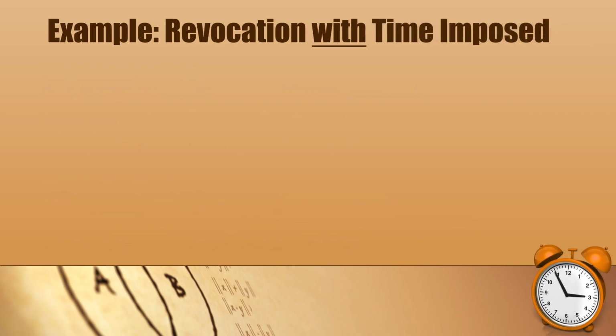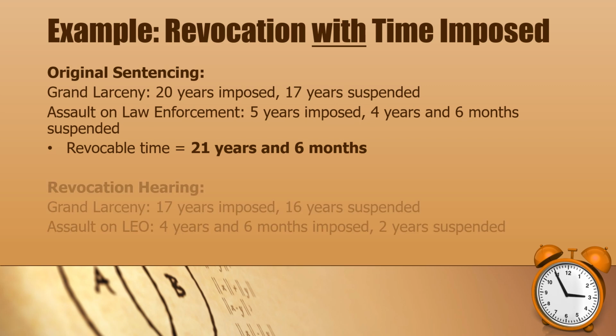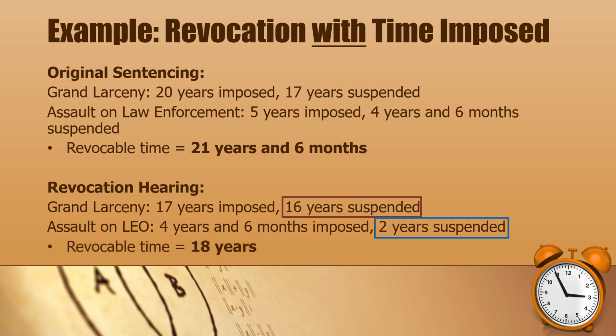However, what would this look like if the judge imposed time to serve for the violation? Using the same example, we have our original sentencing with 21 years and 6 months revocable time. You'll see at the revocation hearing that it's still the 17 years imposed for the grand larceny and 4 years and 6 months imposed for the assault on law enforcement, but in this case, the judge found the defendant in violation and imposed 1 year to serve on the larceny with 16 years suspended, and then 2 years and 6 months to serve for the assault with 2 years suspended, making the new revocable time 18 years.